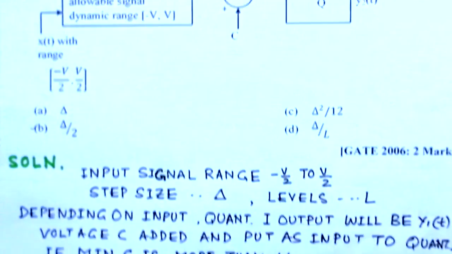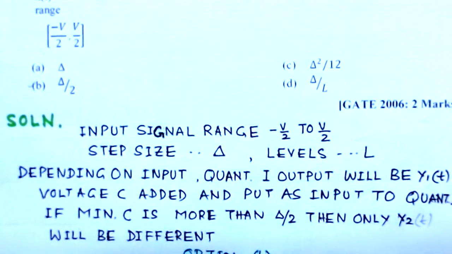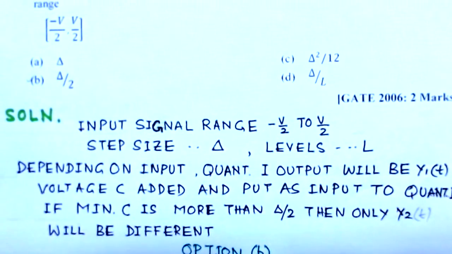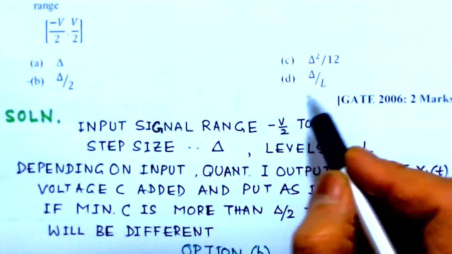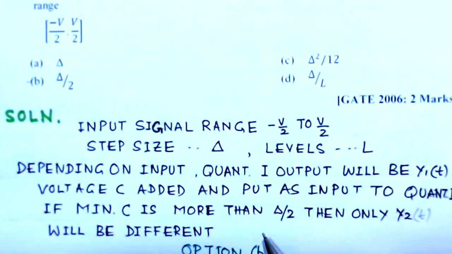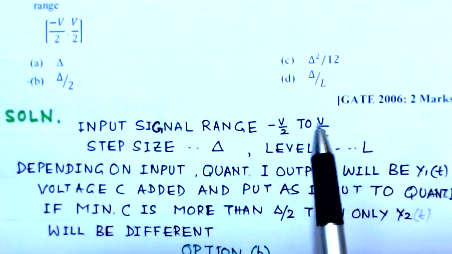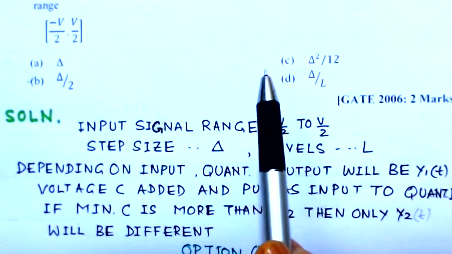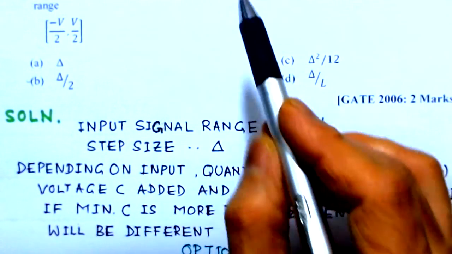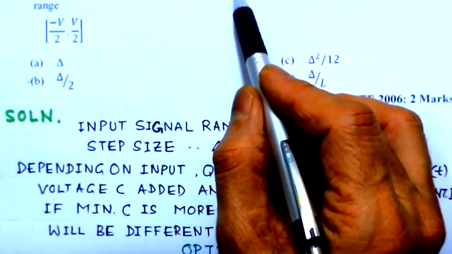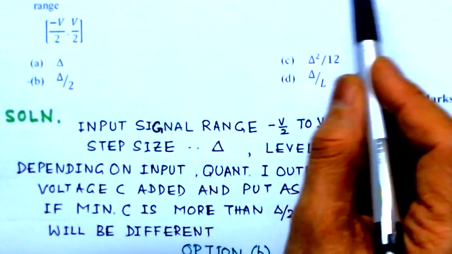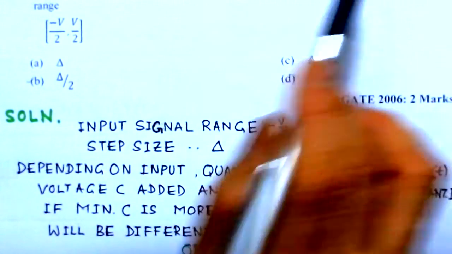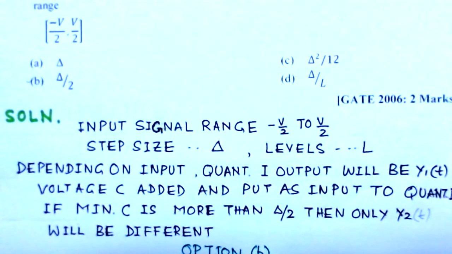So here we observe that the option B given here, that is delta by 2. So at least delta by 2 input needs to be applied here at C, so that y1(t) and y2(t) are different. Thank you.